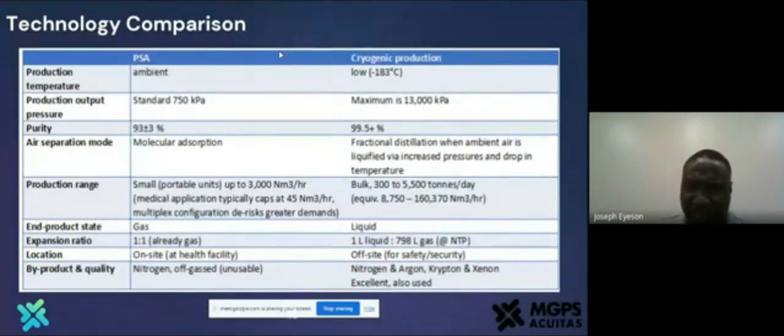We all know it's abundant nitrogen. And then the byproduct for cryogenic is also nitrogen, but it is in a liquid state, which means you can drop the temperature and get liquid nitrogen as well, and get liquid argon, krypton, and xenon, and wherever these things are used, they can be used in a liquid form. So these are the basic technological comparisons between the two systems.